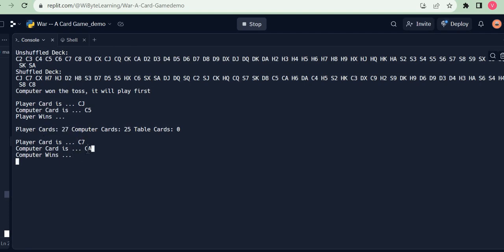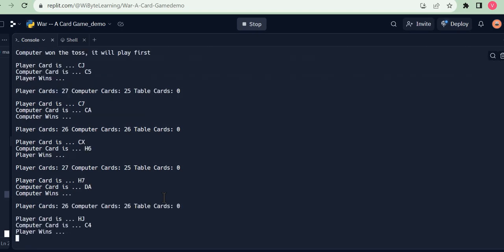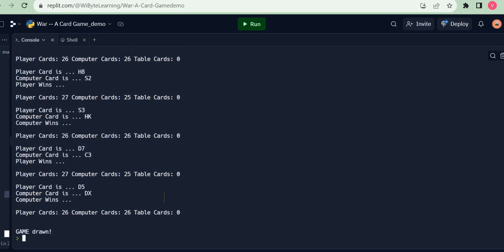This time round, notice the player has lost because the computer has put out an ace. The player has a 7, the computer wins, and their cards become equal. Player wins, computer wins, so this continues. Let's see if we can get... Okay, so the player wins. We play this for certain rounds. The game was drawn because at the end, there are exactly 26 cards for both of them.